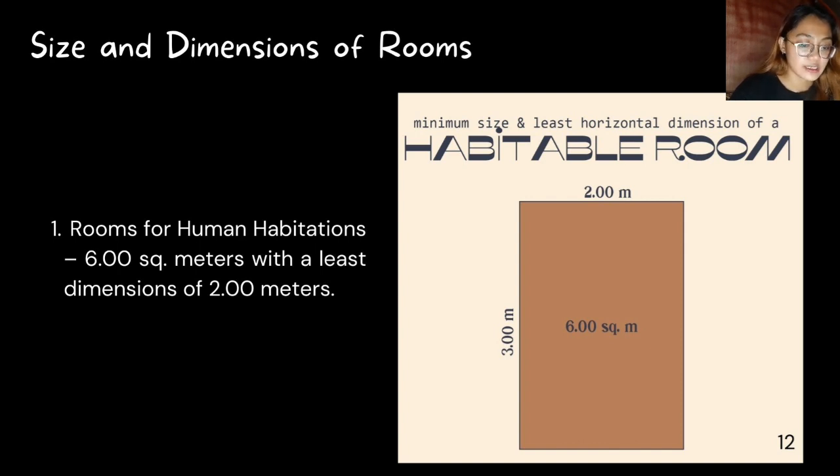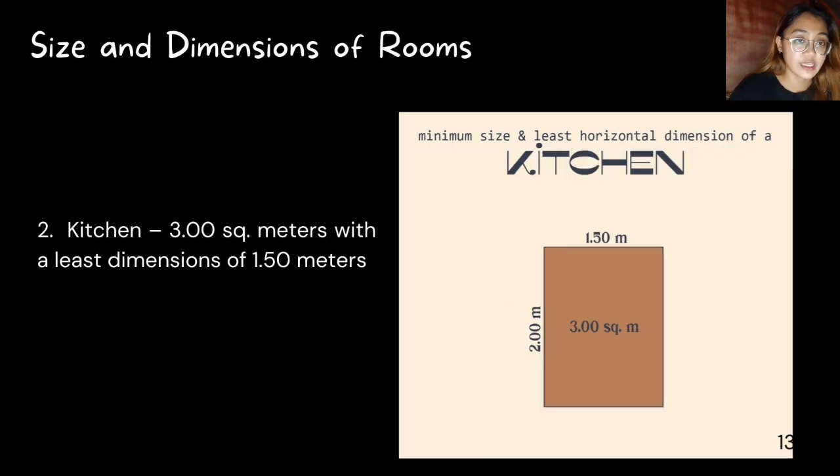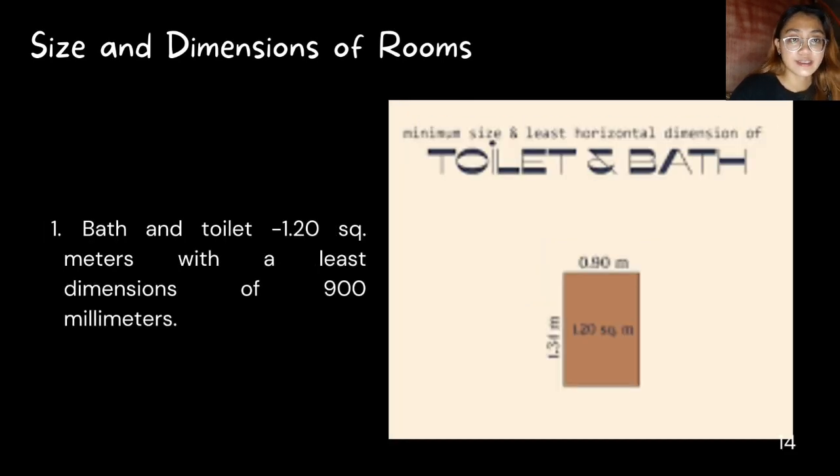Next, for a kitchen space, it should have 3 square meters with a least dimension of 1.5 meters. And thirdly, for toilet and bath, 1.20 square meters with a least dimension of 900 millimeters.